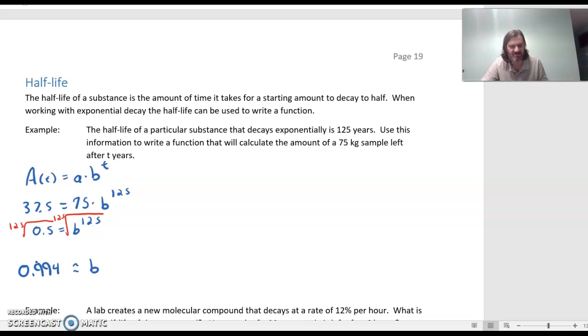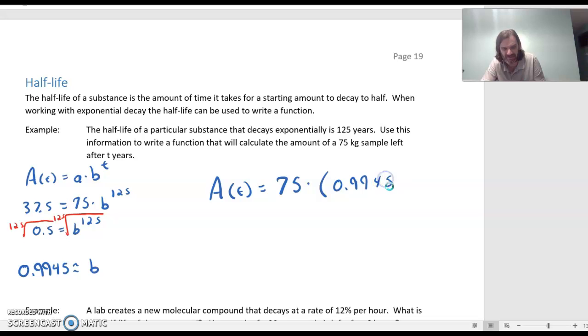Because these things are going to be so close to 1 when you take heavy roots of them, it might be bad to round too far. But the function would look like this: A of t for the ending amount equals 75 for the starting amount times 0.9945 to the t. So basically we know this is decay because the rate here, the b, is less than 1.